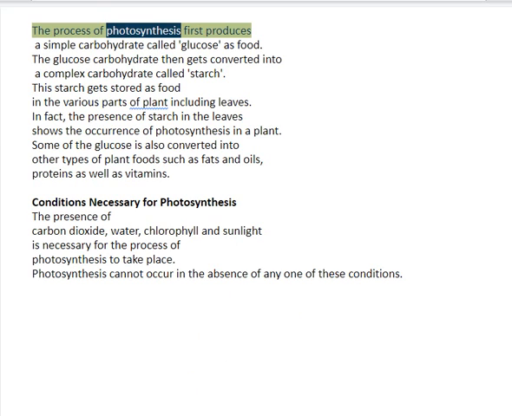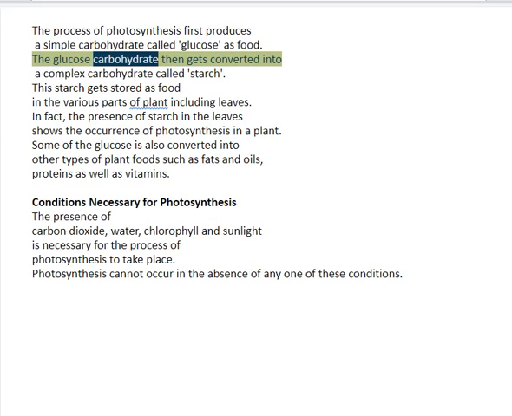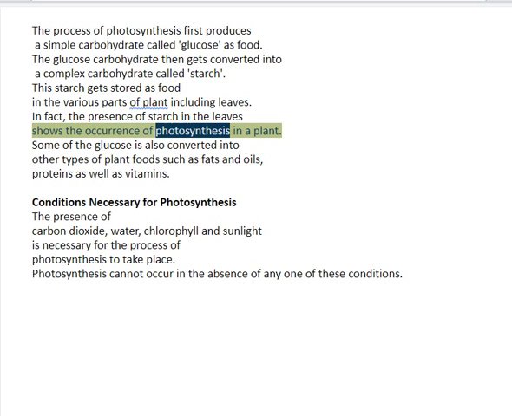The process of photosynthesis first produces a simple carbohydrate called glucose as food. The glucose carbohydrate then gets converted into a complex carbohydrate called starch. This starch gets stored as food in the various parts of the plant, including leaves. In fact, the presence of starch in the leaves shows the occurrence of photosynthesis in a plant.